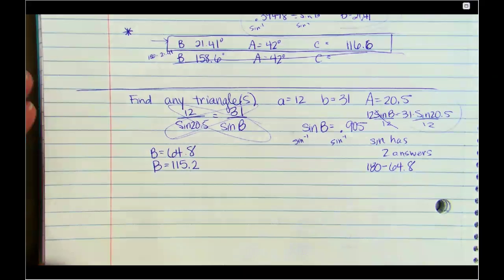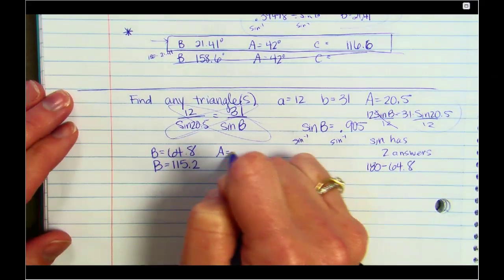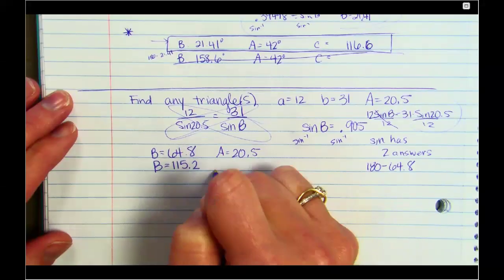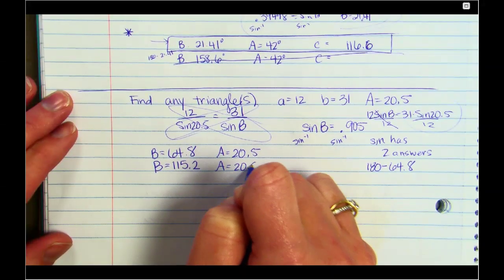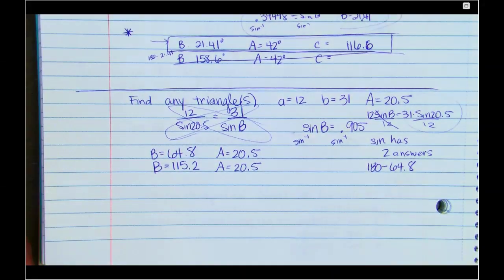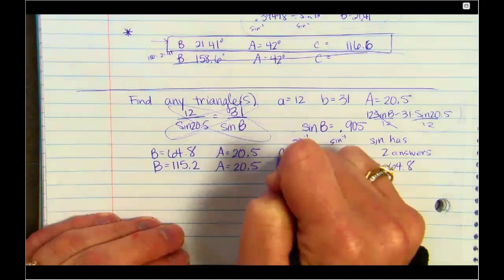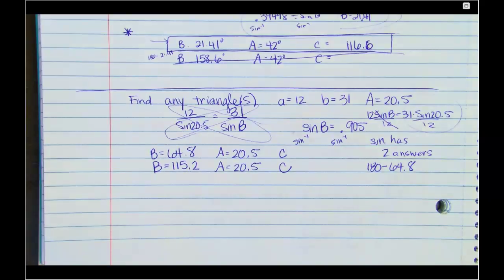Now, your angle A is given to you. It's 20.5 in both triangles. So now you need to use the fact that triangle angles add up to 180 to figure out the angle C's.